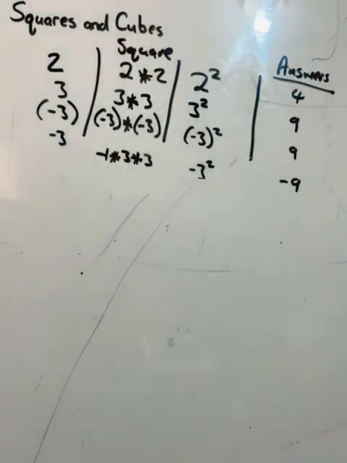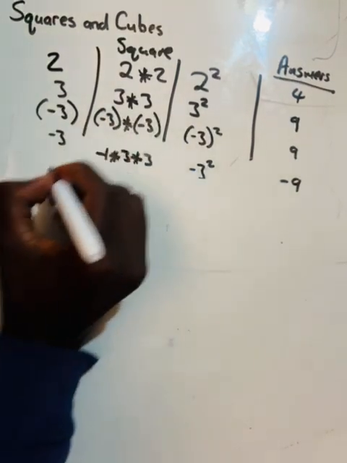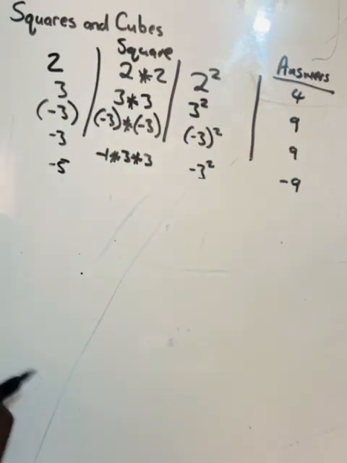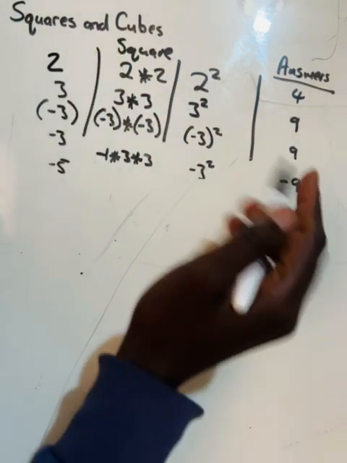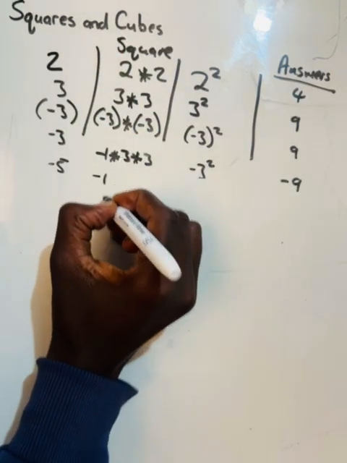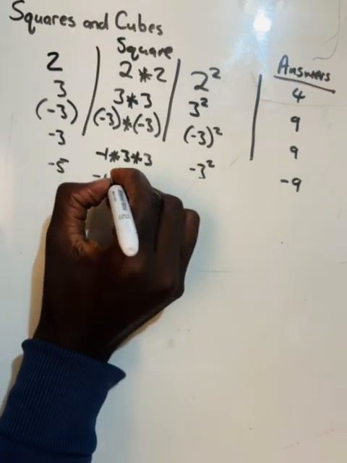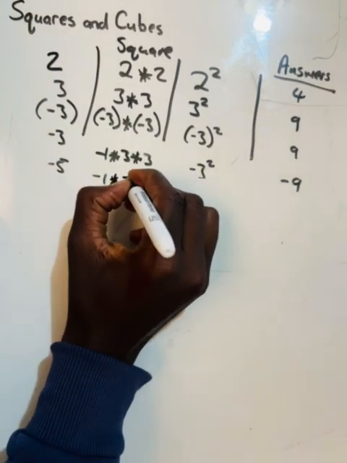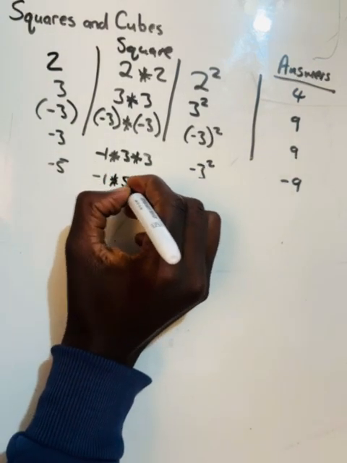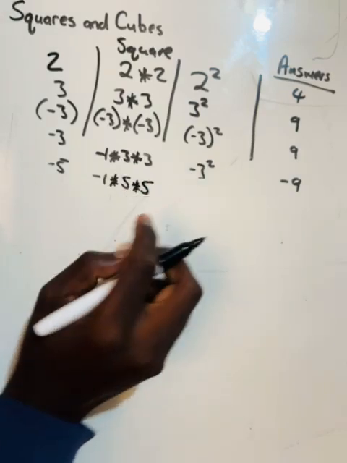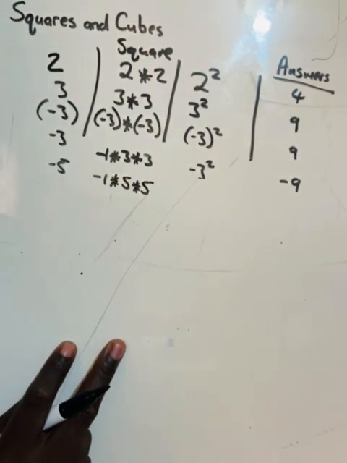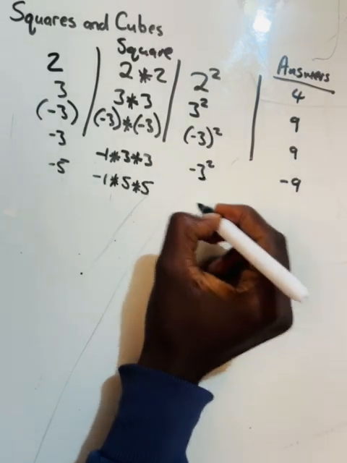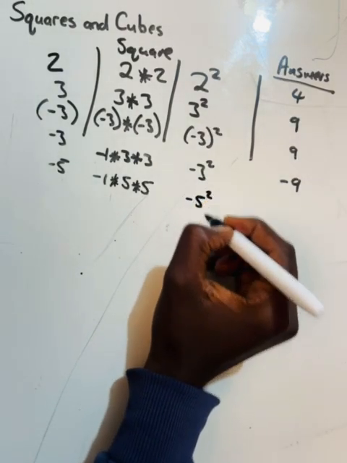Now, to ensure that you fully understand, let's explore another one. So let's use the number negative 5 without the brackets. Negative 5. And we're asked to square it. What do we do? We first write an invisible negative 1. Then we multiply 5, and this 5 multiplied by 5. This is the part which is squaring. Then we write it as negative 5, like this, squared.